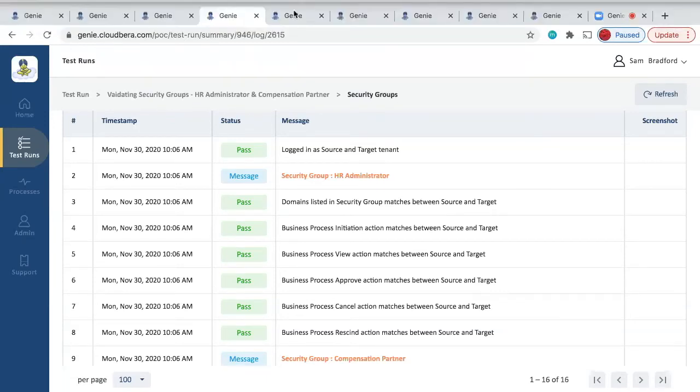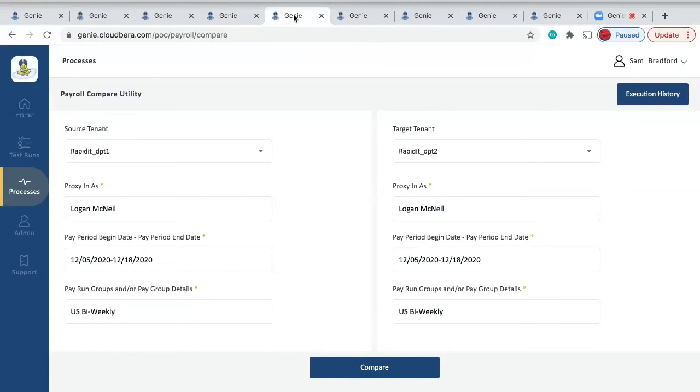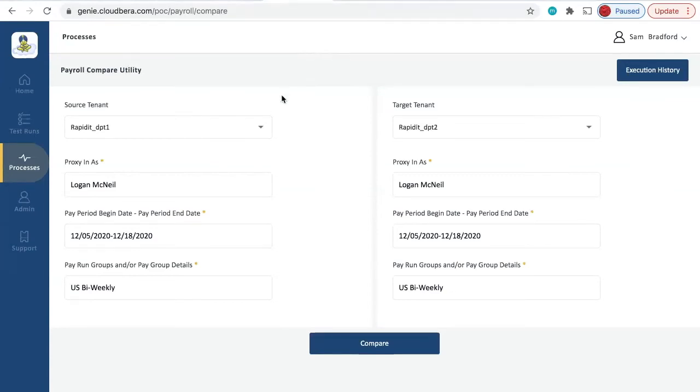Let us now look at the Payroll Compare utility in Genie. The Payroll Compare gives the customer the ability to compare either between two payrolls in the same tenant or between the same payrolls in two different tenants. This feature is used to find any potential configuration issues based on the new patch or release that is applied to your preview tenants. The Payroll Compare utility in Genie requires you to give information about the source and target tenants and the pay periods that need to be compared.